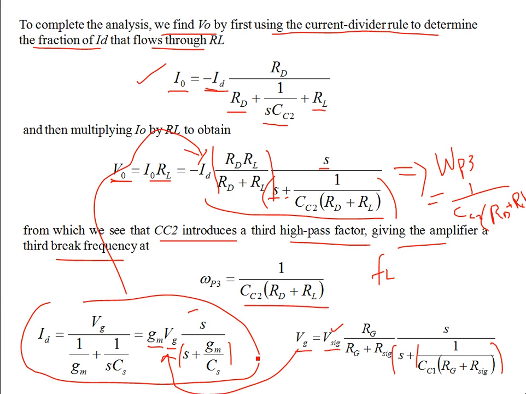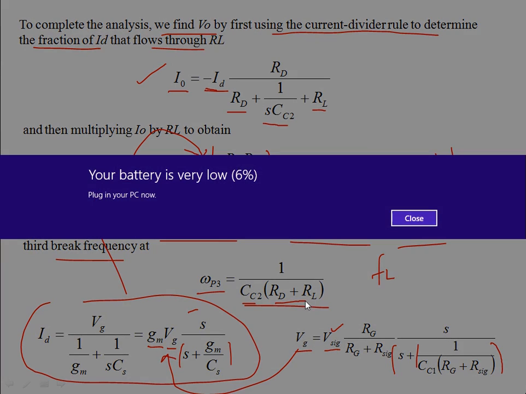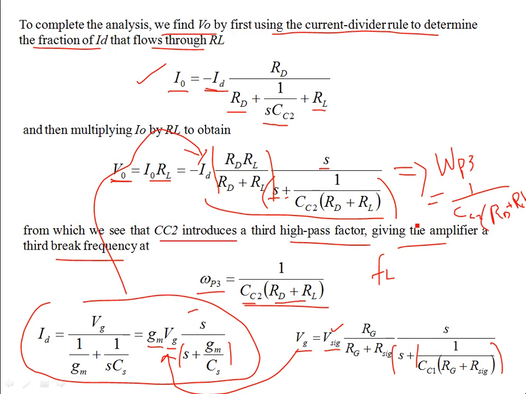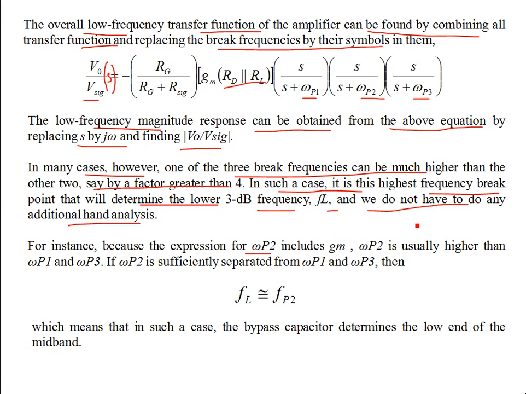Omega P3 is going to have almost the same corner frequency as omega P1. CC2 is also in the 100 microfarad range, and RD and RL are a few kilo ohms. So this is going to have the same effect. Since omega P2 is larger, FL will be FP2, which means in this case the bypass capacitor determines the low end of the midband. That's it.